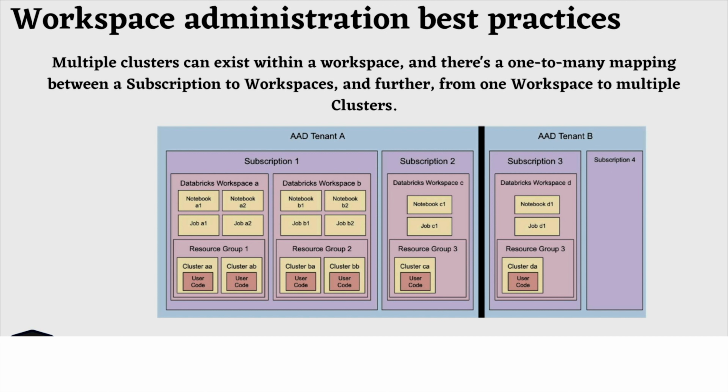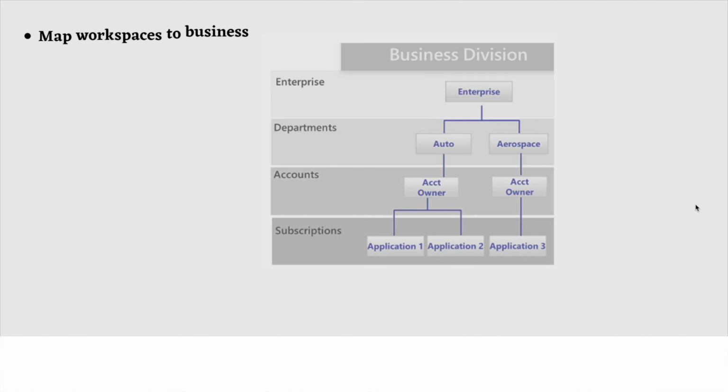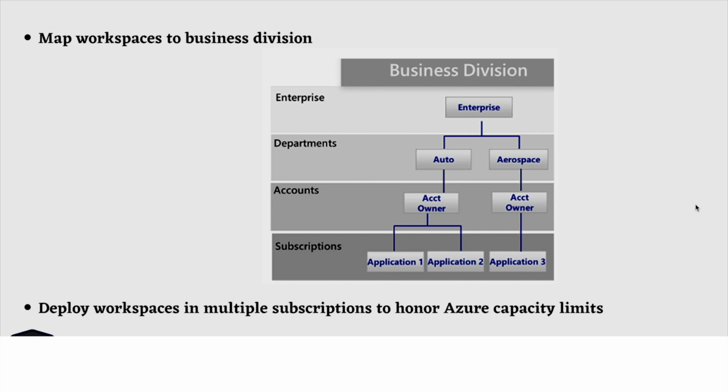So, with the basic understanding of this, we are going to discuss how to plan a typical ADB or Azure Databricks deployment. We first grapple with the issue of how to divide workspaces and assign them to users and teams. So, what should you do? The very first thing is to map workspaces to business divisions so that you can get to know how many workspaces you need to deploy.